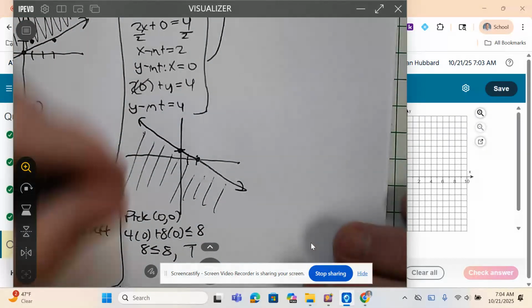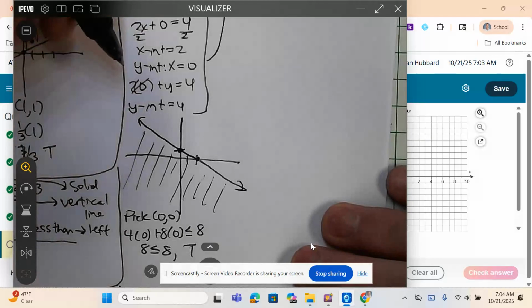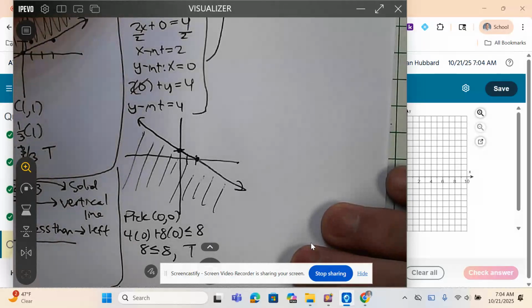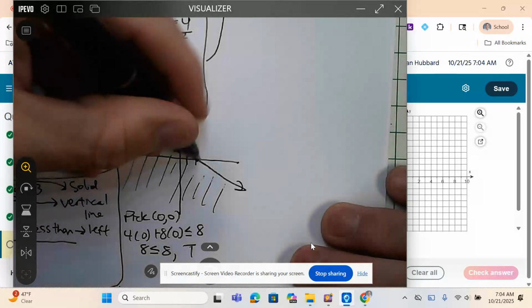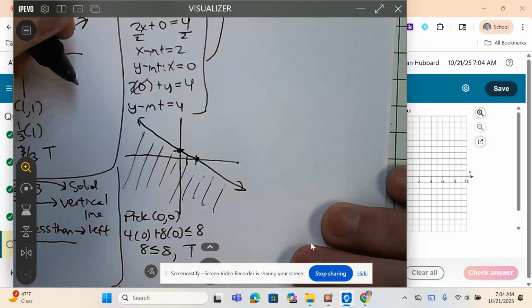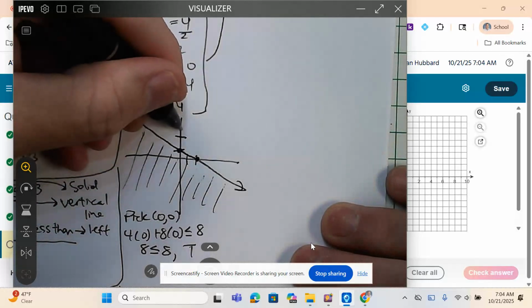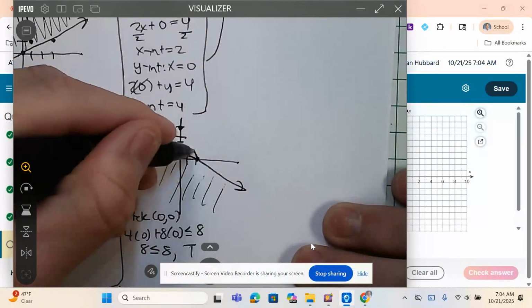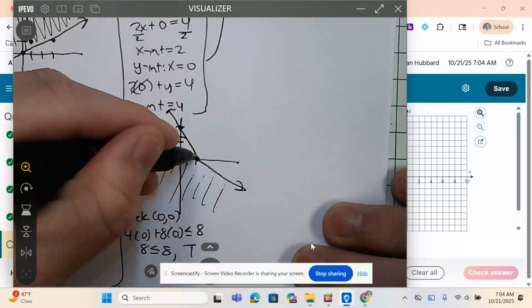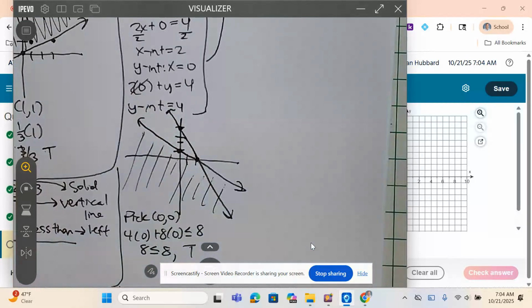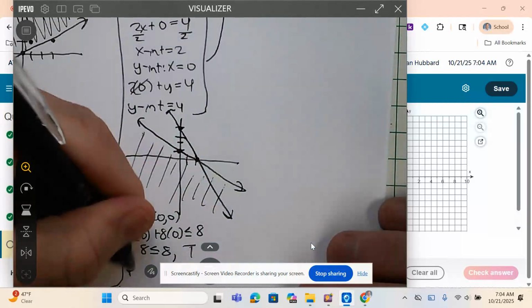Now for the next one, we've got an x-intercept of 2, so the same x-intercept, and a y-intercept of 4. So 2, 3, 4. It's solid, so we'll go there. And let's see where this one's shaded. So I'll pick 0, 0.